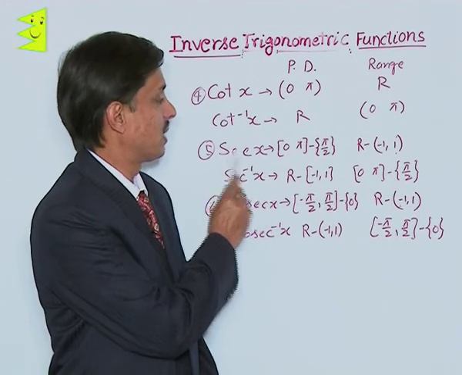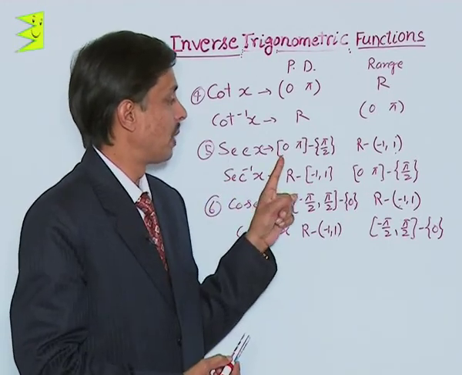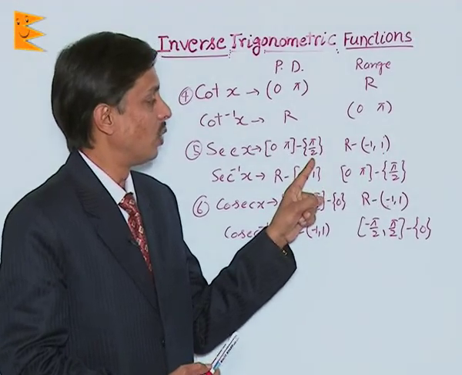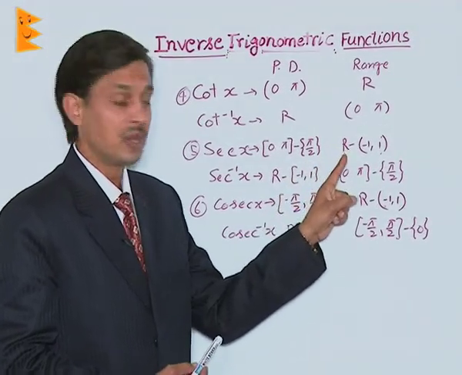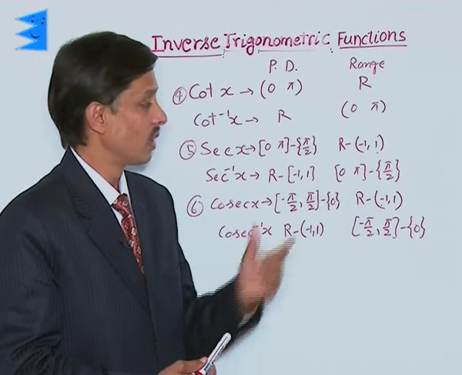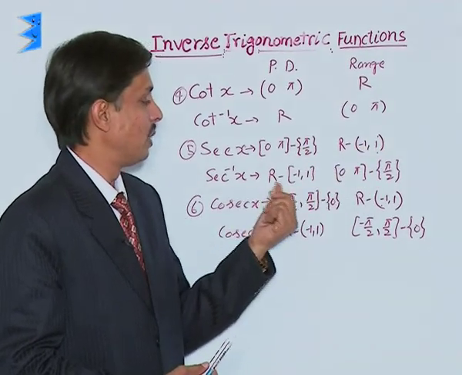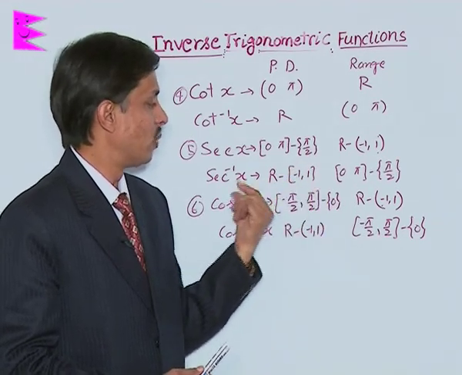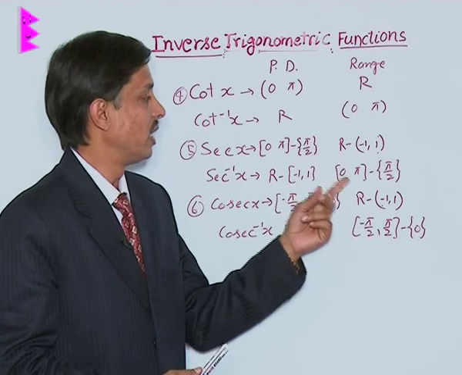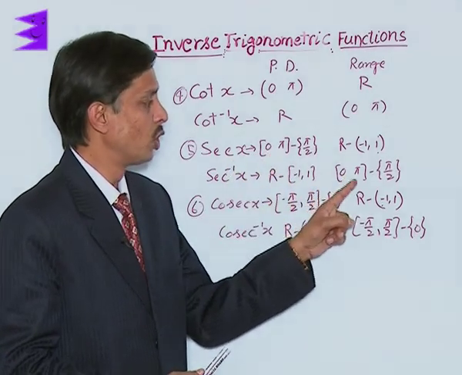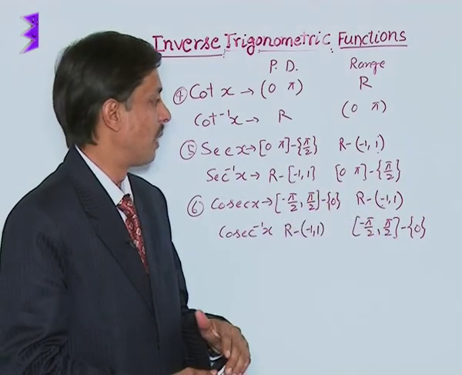Now for sec x, its principal domain is from 0 to pi, leaving the central value pi by 2, and the range is R minus the open interval minus 1 to 1. So sec inverse will have R minus the interval minus 1 to 1 as its domain, and its range will be what was the domain of sec, 0 to pi excluding pi by 2.